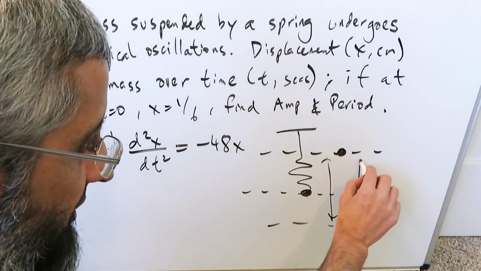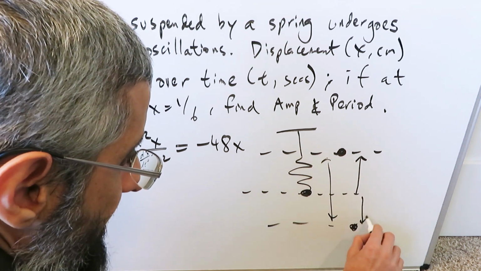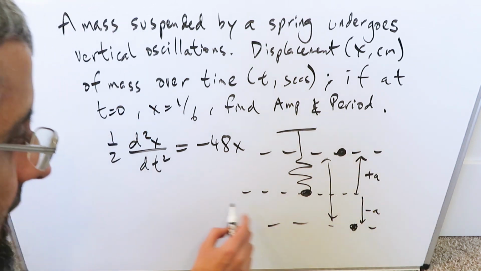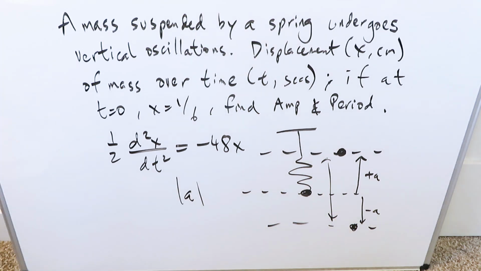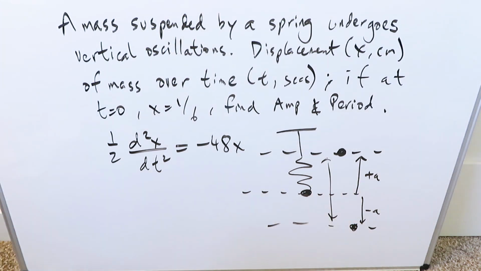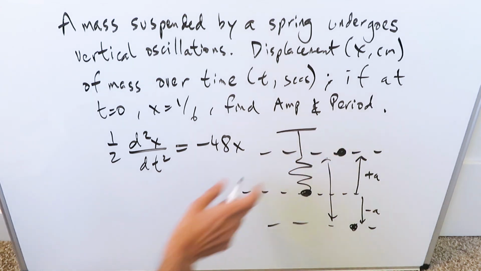But from the equilibrium position, looking up or looking down, here's your positive amplitude, here's your negative amplitude, your maximum displacement. But in all instances, amplitude is always in absolute value, so it's always a positive outcome in terms of your result. But that's what you're looking at here in terms of your amplitude. Period also has to be determined.